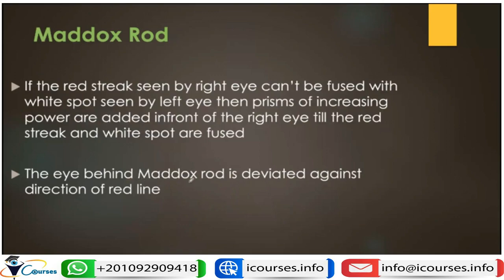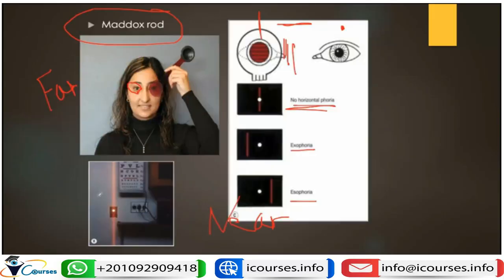And please note that the eye behind the Maddox rod is always deviated against the direction of the red line. That's why in the case of the right eye, in exophoria, the red line will be deviated nasally, and in the case of esophoria, the red line will be deviated temporally.